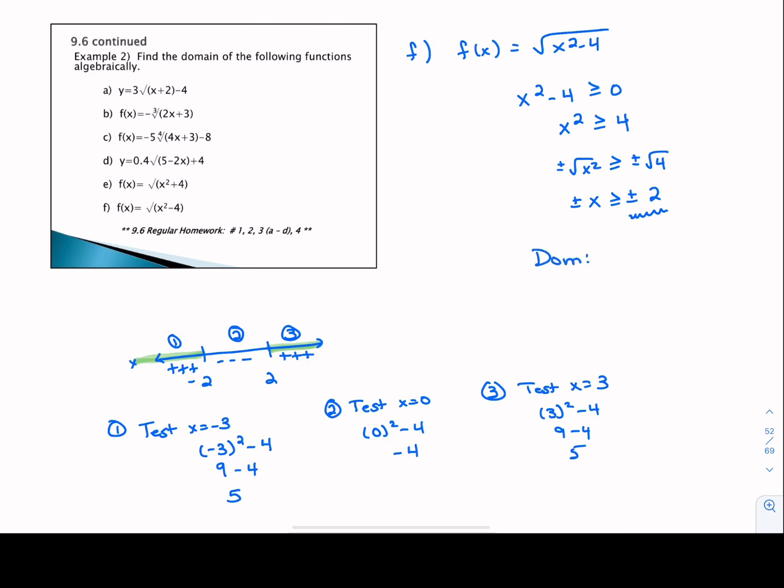Our domain is going to start at negative infinity and continue to negative 2 inclusive. And then we're going to put a little union because there's a second interval in the domain. That second interval is going to start at positive 2 and continue to infinity. So as long as we're choosing x values within those intervals, we know we're going to get valid parts of your graph. Again, this last example was a challenge question. It's just kind of interesting to see how these challenge questions can be sorted.